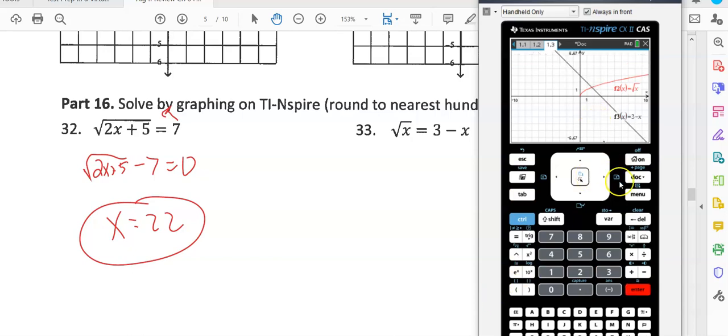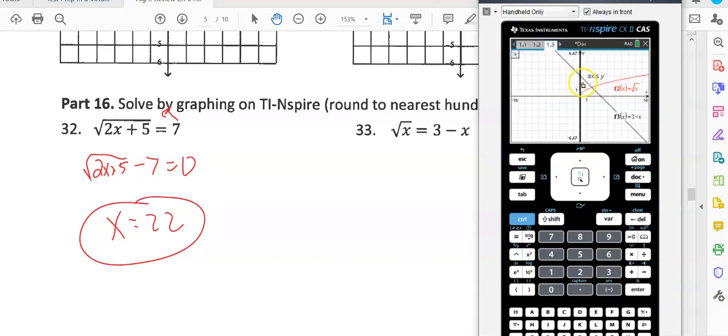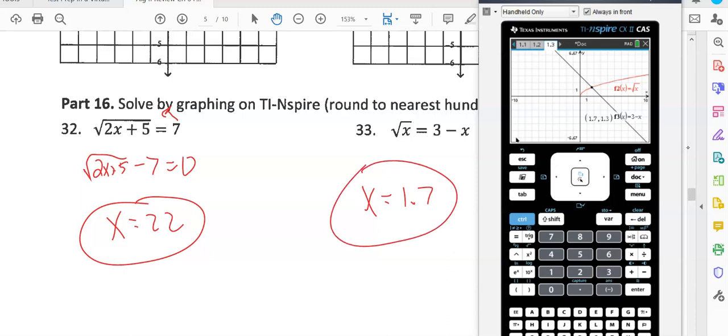And you're trying to find out where those two things cross. So you get menu, geometry, points and lines, intersection points. Click on both graphs. And you get an answer there of, it looks like, 1.7. So x equals 1.7. We're not looking for the y value in either case. We're just looking for the x values. We're trying to solve for x.